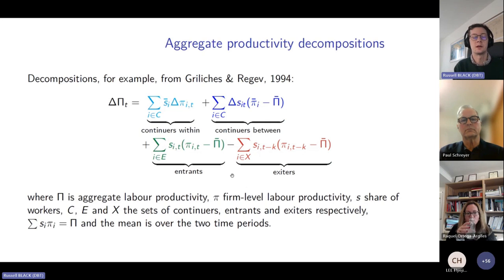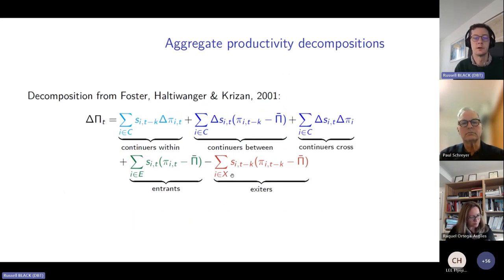Most of the decomposition formulae are variations of this. This is from Griliches and Regev 1994. You can use the decomposition from Foster, Haltiwanger, and Krizan, which is more or less the same. They break out an extra cross term, which represents the extent to which the fastest growing productivity companies are also growing in size. And this is used in many different papers.